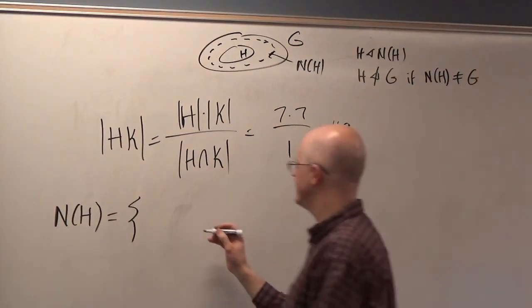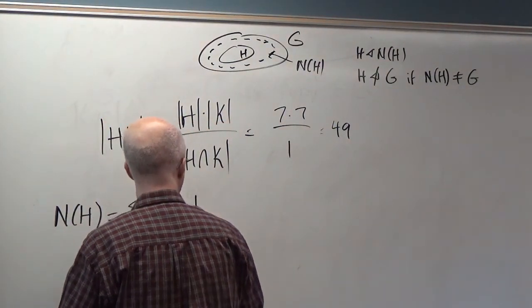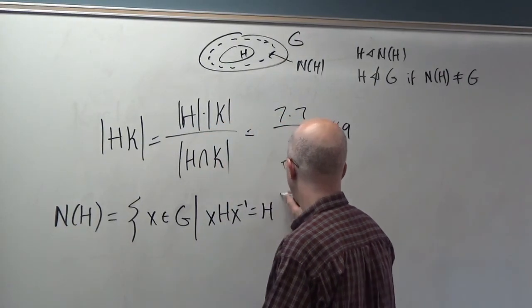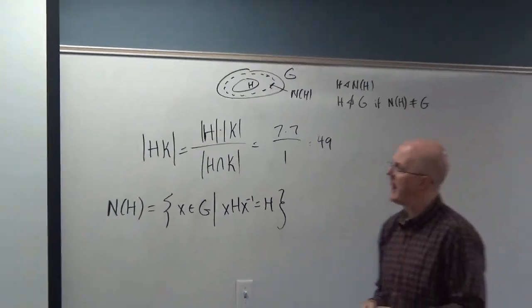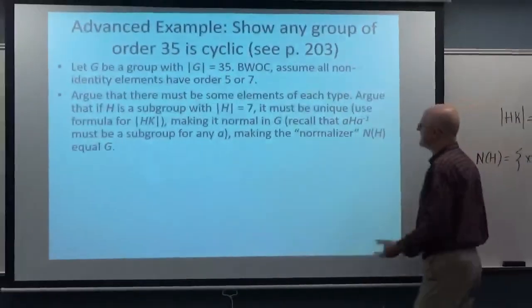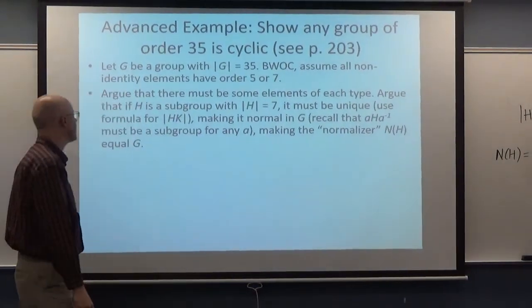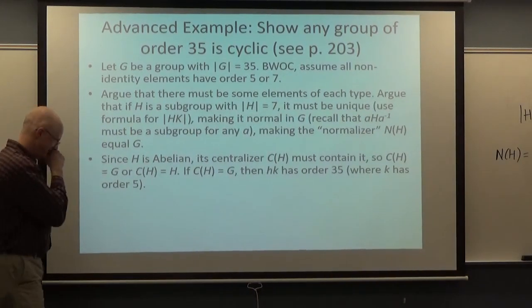You can define it with set builder notation like this. You could say it's the set of all elements in G with the property that this thing equals H. So if H is normal in G, then in fact the biggest subgroup of G in which H is normal is G itself. Okay? Keep going. It's not clear where this is going to go.